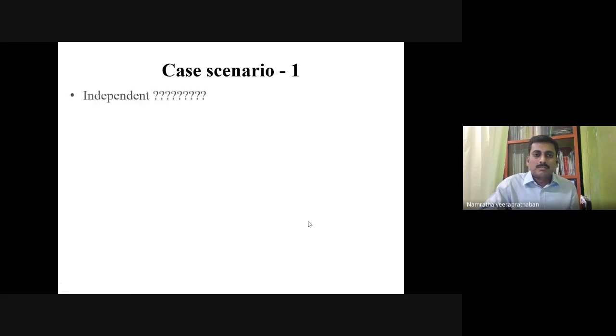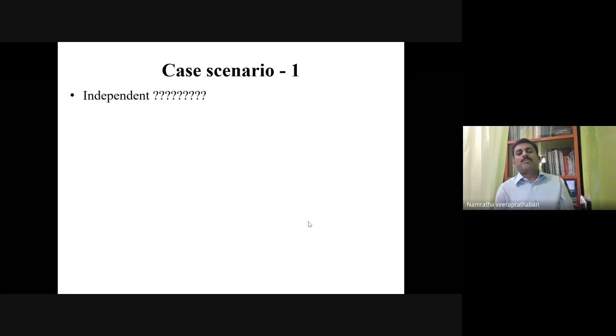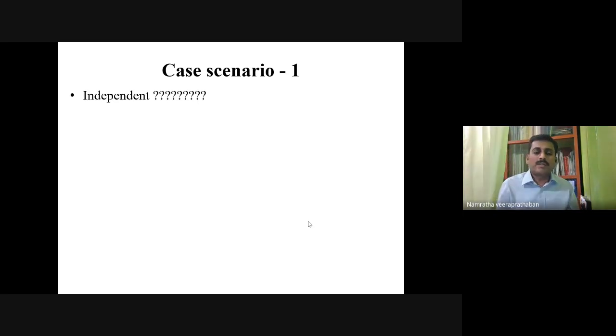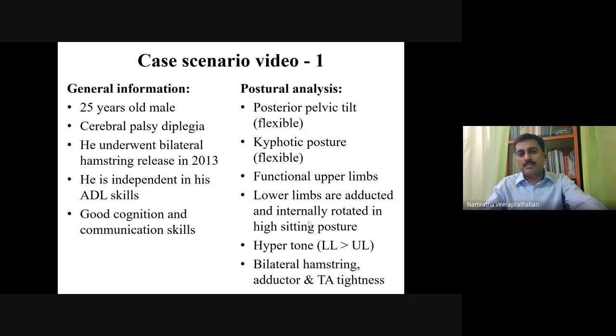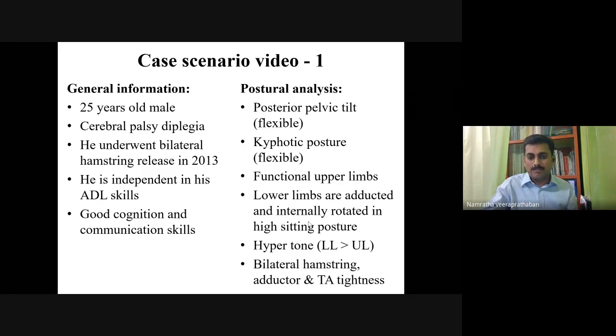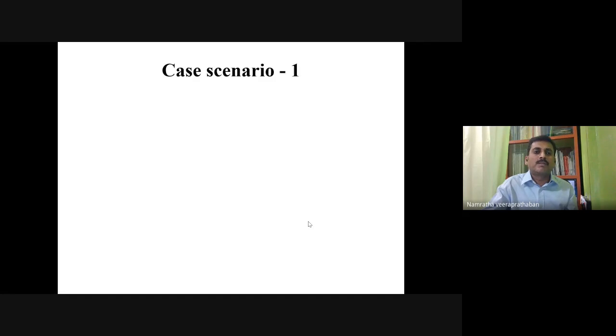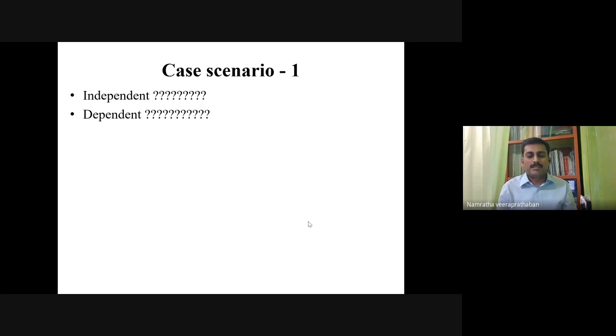Next slide. Now we know the types of wheelchairs. Can I have some answers, please, from the participants? I have given the case scenario about him, the general information and postural analysis. So now we are going to choose a type of wheelchair for him. Let's exercise now. Is he going to be independent or dependent in wheelchair mobility? Can I have a few answers quickly? Independent. Thank you so much.